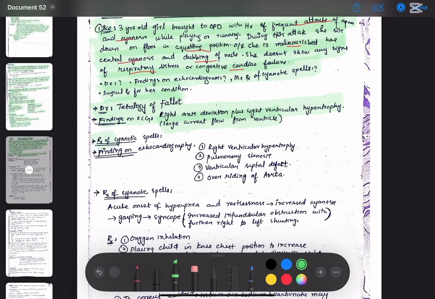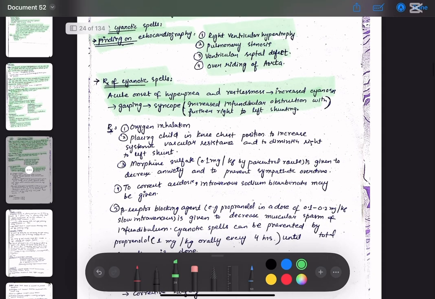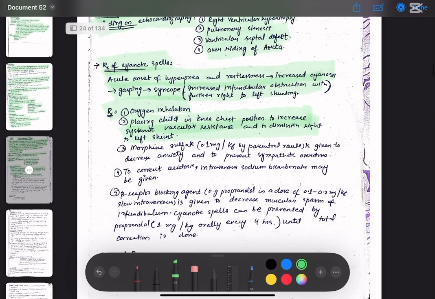The findings on echo will be right ventricular hypertrophy, pulmonary stenosis, ventricular septal defect, and overriding of the aorta. And the treatment of the cyanotic spell: it presents with acute onset of hyperapnea and restlessness, increased cyanosis, gasping and syncope, due to increase in ventricular obstruction with further right to left shunting. The treatment is oxygen inhalation and placing the child in the knee chest position to increase the systemic vascular resistance and to diminish the right to left shunt.